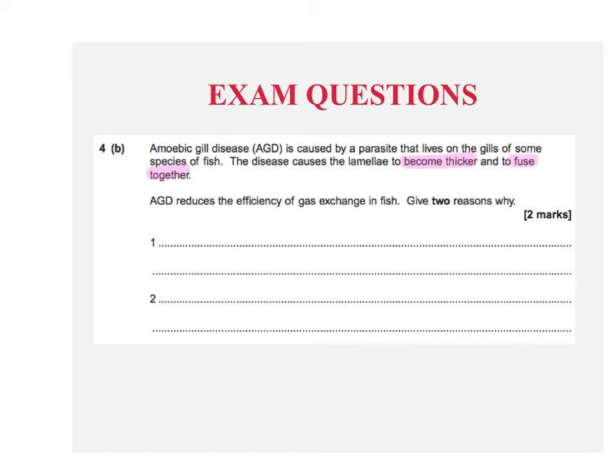Right, so I haven't even looked at the question now, but I can recognise that they've told me that they're thicker and fused together. There's got to be a reason for that. AGD reduces the efficiency of gas exchange, so I'm going to highlight all of that. And the question is give 2 reasons why. So think about the key details that they've given you in that question. Why have they mentioned that the lamellae become thicker and how can that reduce the efficiency? And what about if the gill lamellae fuse together? Okay, give 2 reasons why, so pause and play again in about 3 minutes.